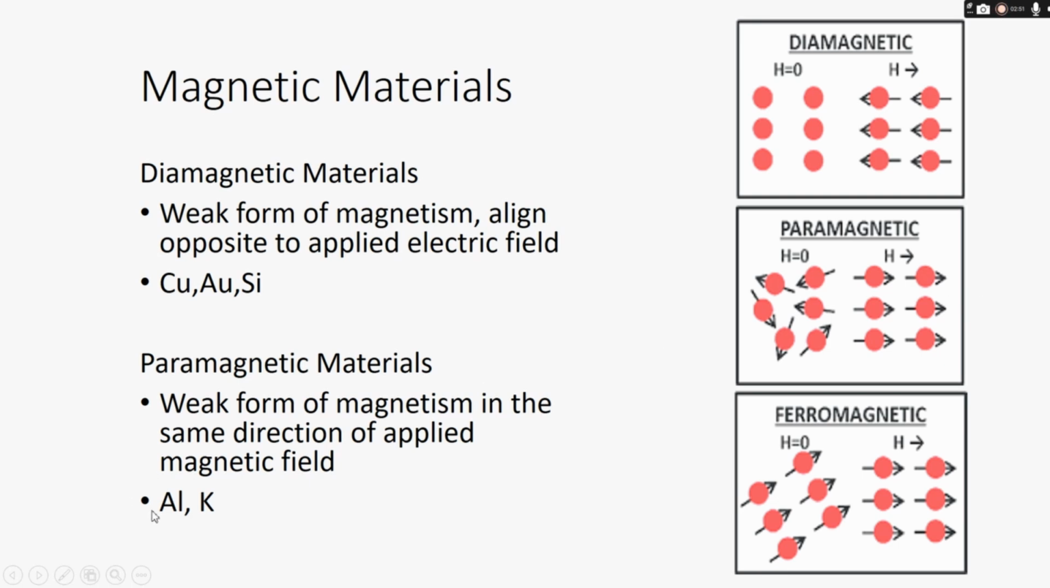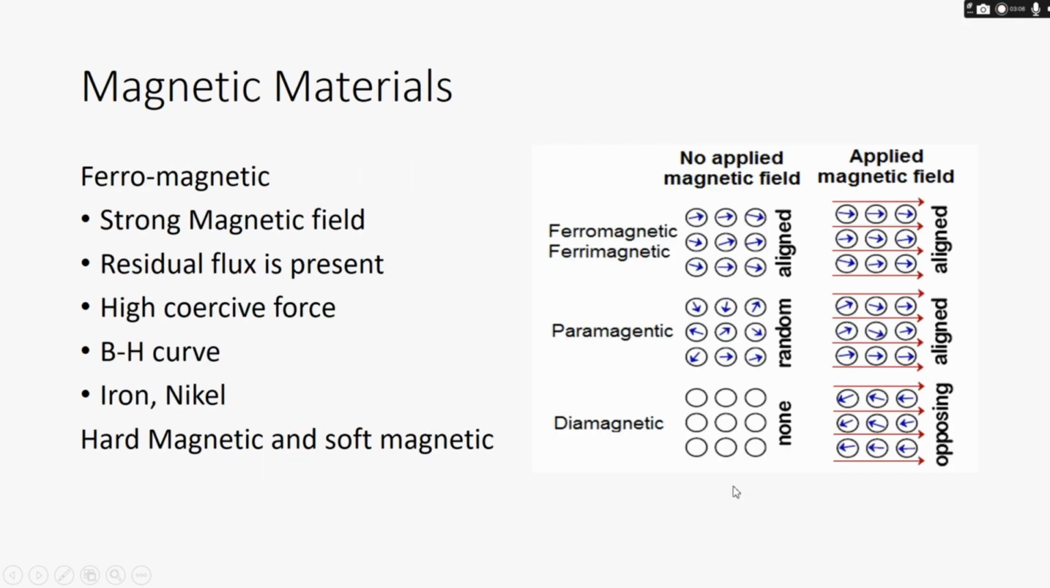Aligning in the same direction means they let some amount of flux pass through them. Some examples are aluminum, and air is a good example. So here air is a good example of paramagnetic material. Next, we go to ferromagnetic material. Ferromagnetic materials show a strong magnetic field.